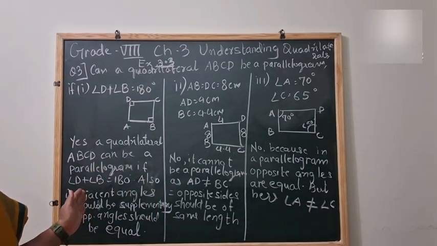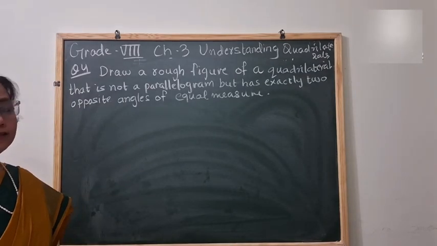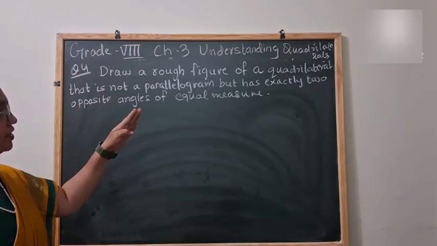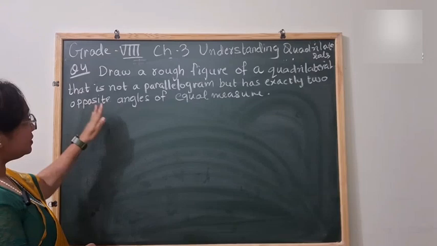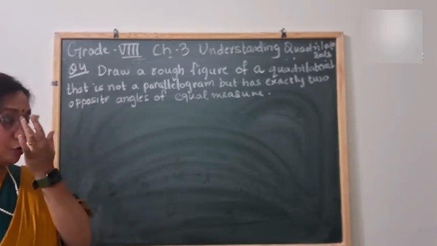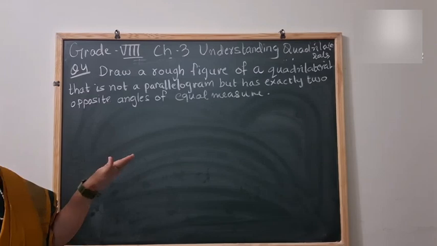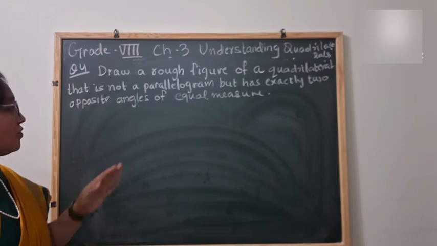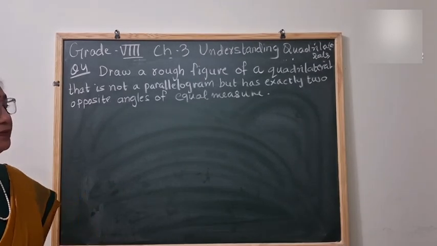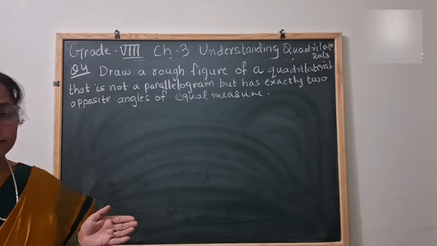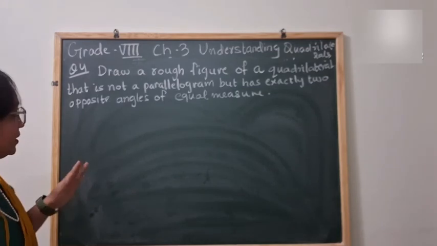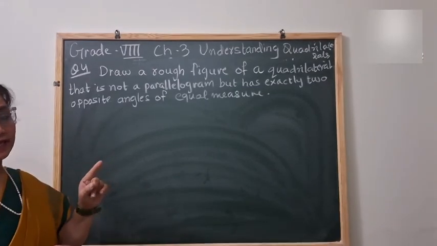Now moving on to question number 4. Okay students, let me start with question number 4. It says draw a rough figure of a quadrilateral that is not a parallelogram but has exactly two opposite angles of equal measure. That means you have to draw a quadrilateral, and in a parallelogram opposite angles are equal, right? But here only one pair of opposite angles should be equal.